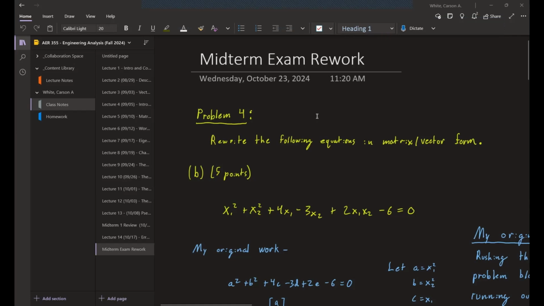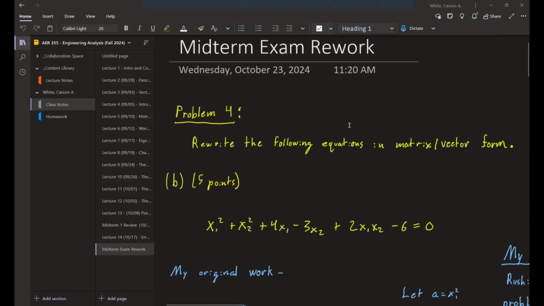This is my midterm exam rework video. The first problem I will be reworking is problem number 4. It's stated to rewrite the following equation in matrix/vector form. Specifically, I'll be reworking part B, where I lost 4 of the 5 points on the problem.